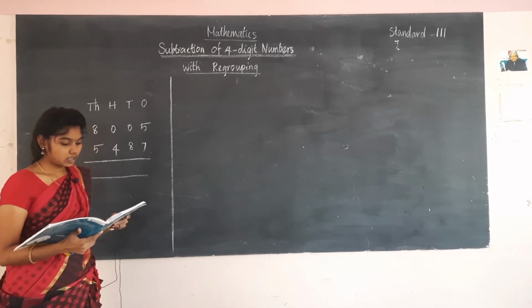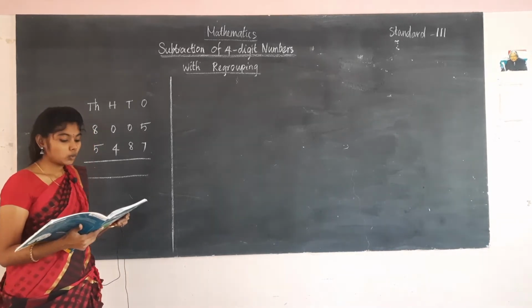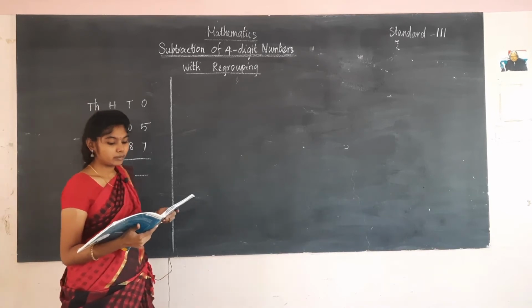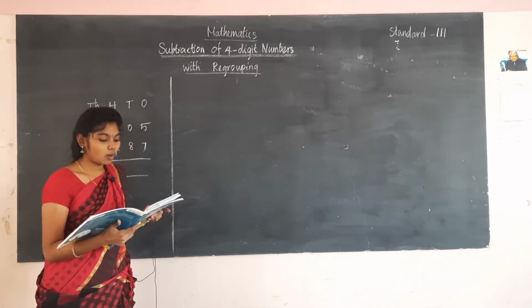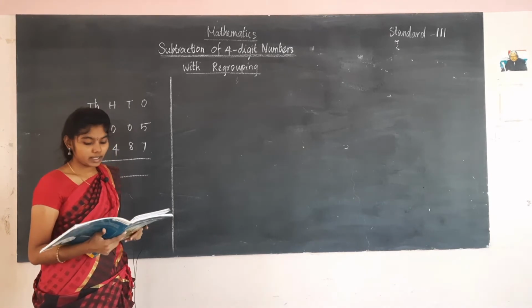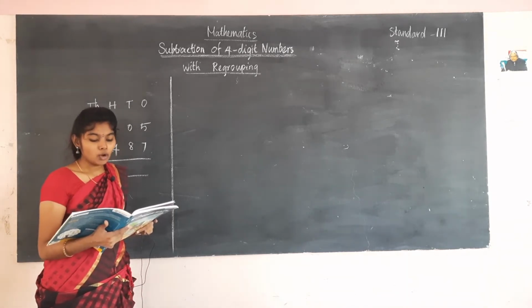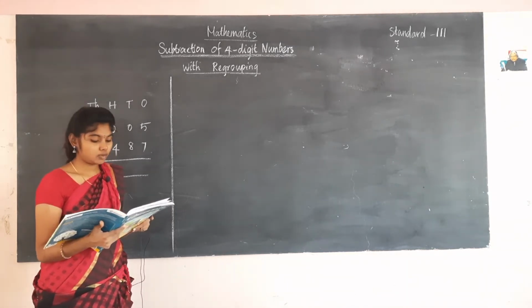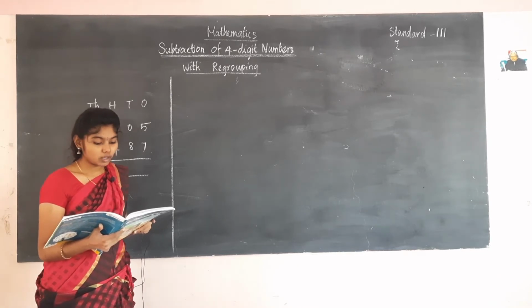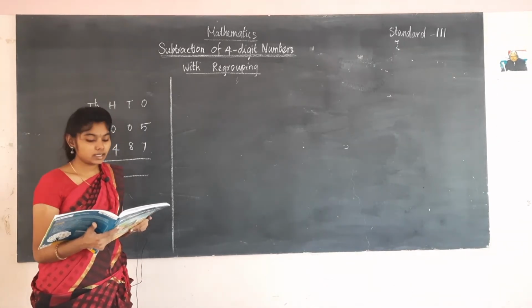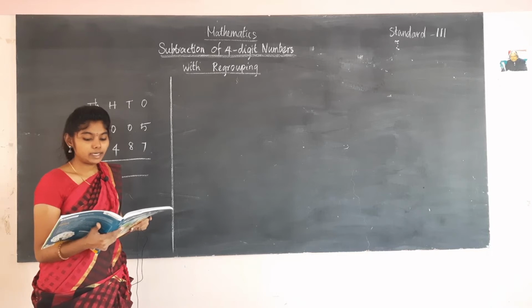Natasha's friends Nabila and Abhi go with their parents to buy some gifts as prizes for a quiz competition to be held on the next day. They have rupees 8,005. If they buy articles worth rupees 5,487, how much money will be left with them?